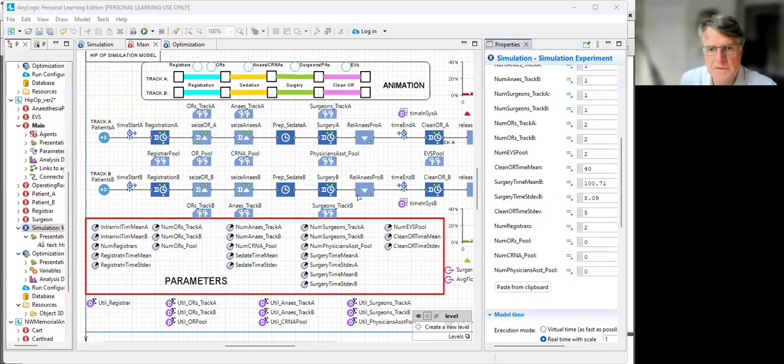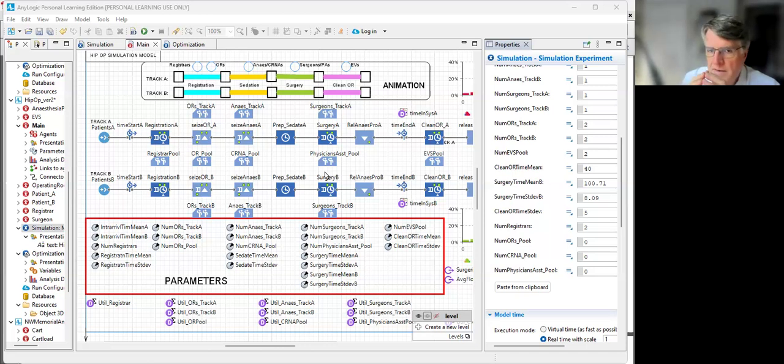This is the hip hop case. Let's talk about the pooling matters lens. So I'm back in the base case. We've got two ORs in each track, a dedicated anesthesiologist and a dedicated surgeon in each track. Nobody in the pools here. The question is, is it better to have dedicated ORs or maybe to pool them all?